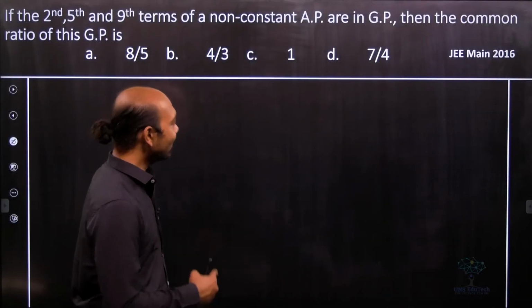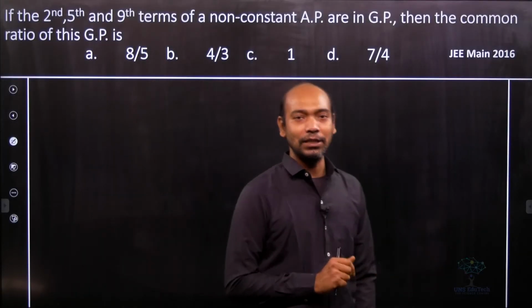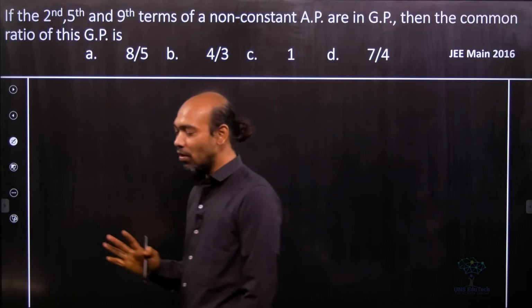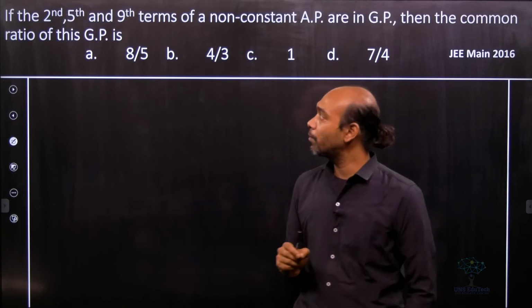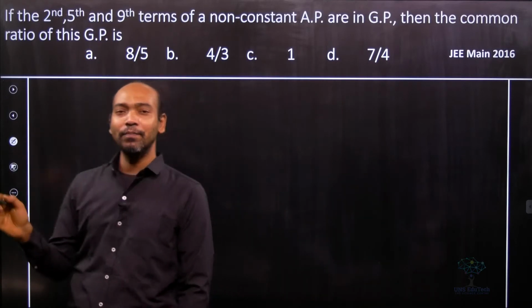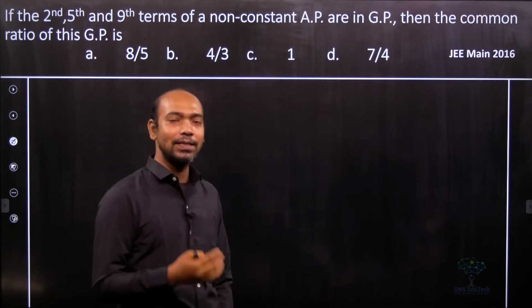Hi, so you see that this is a problem regarding AP and GP series. So it is combined, right? Without wasting time, we just read the problem. It says that for this particular problem, the second, fifth and ninth terms of an AP series are in GP, right?